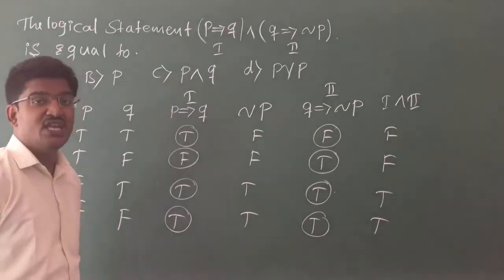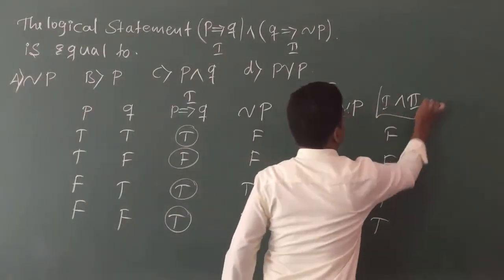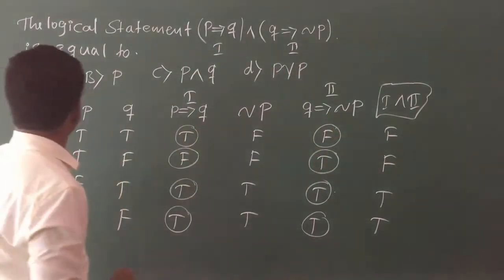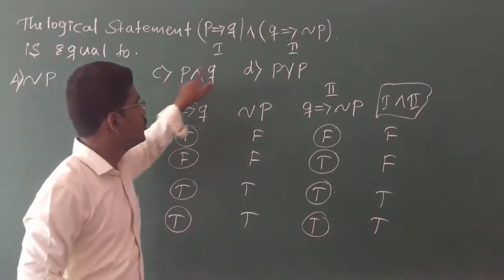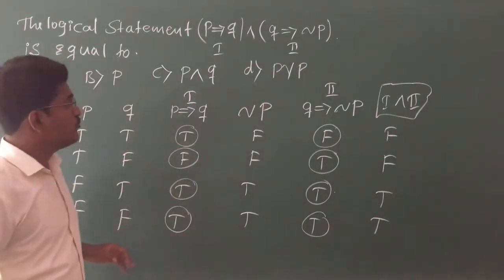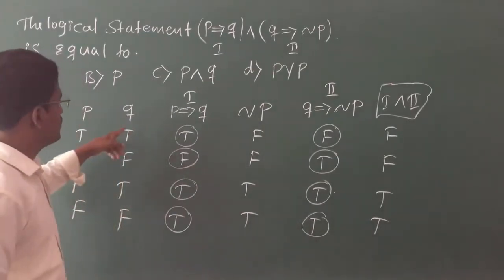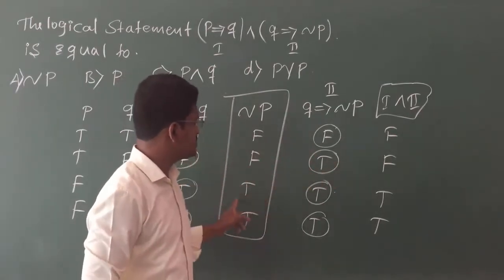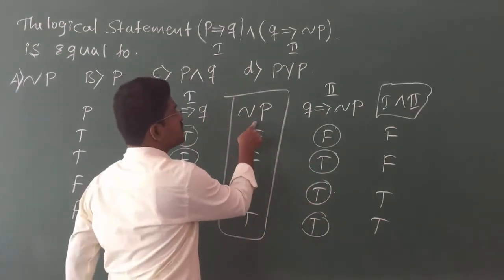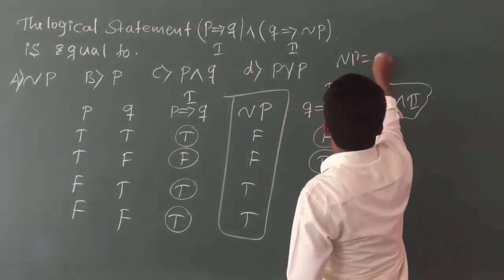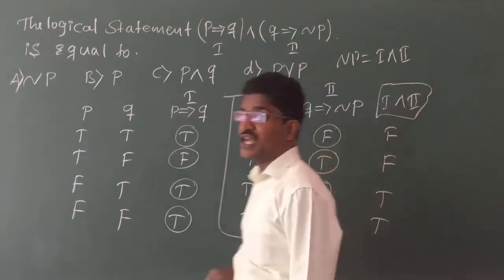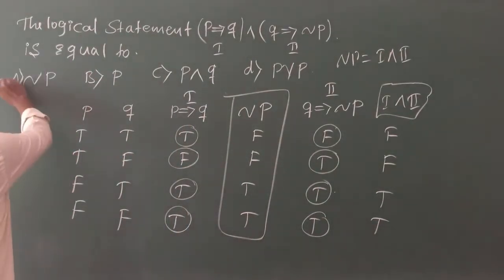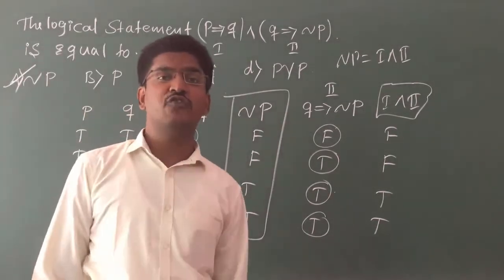Clear? So now here you can observe that this is 1 and 2. Let us see what are the options: negation of P and Q, P or Q. From this we can observe that negation of P is false, false, true, true, true, true. That means negation of P is equal to 1 and 2. So the answer will be option A, that is negation of P.